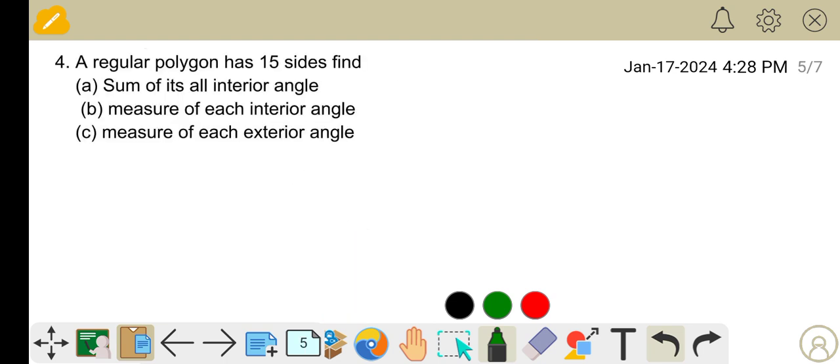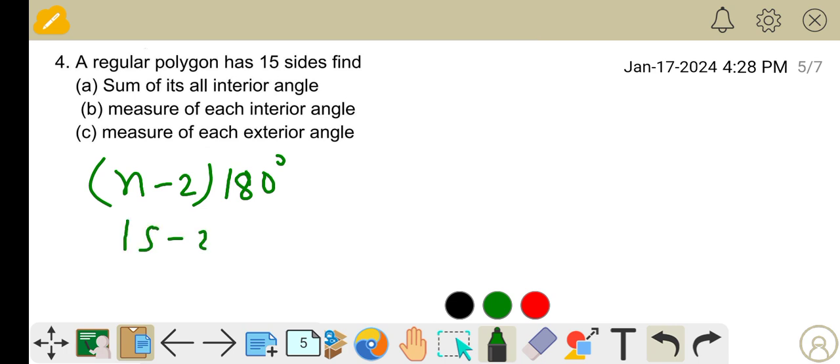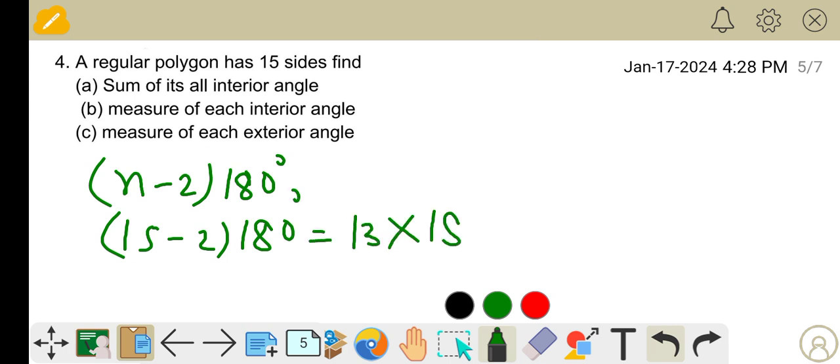A regular polygon has 15 sides. Find the sum of all its interior angles. We have already discussed the formula in the first question. So the sum of all its interior angles will be (n minus 2) into 180. Just put the value of n: (15 minus 2) into 180. It will be 13 into 180.